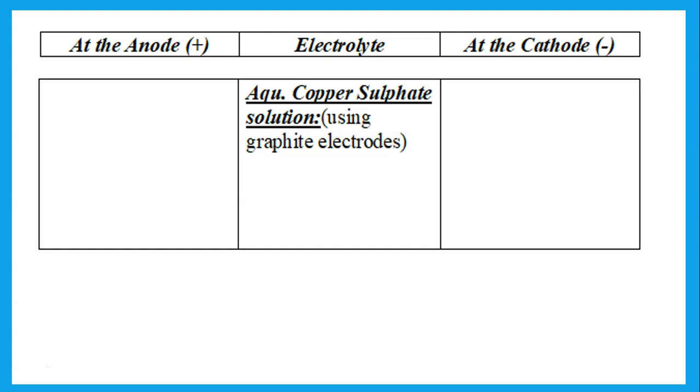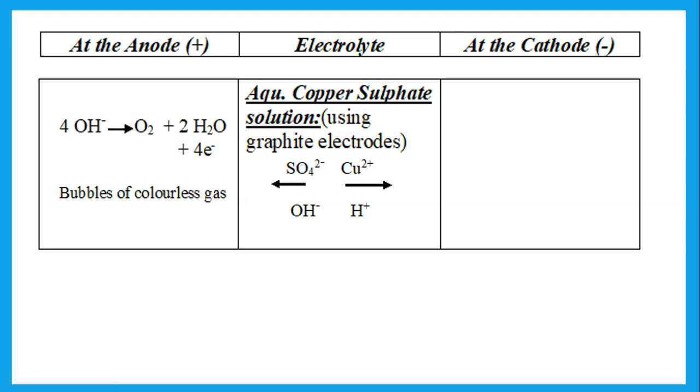What about electrolysis of aqueous copper sulfate? So we have copper 2 plus, sulfate 2 minus, and H plus and OH minus. Now at the anode, we have a choice between sulfate and hydroxide. I want you to remember, sulfate never reacts in our syllabus at any of the electrodes. So sulfate is not going to react. It is the OH minus that reacts. And we said when the OH minus reacts, it gives oxygen plus water plus electrons. Please notice the balancing.